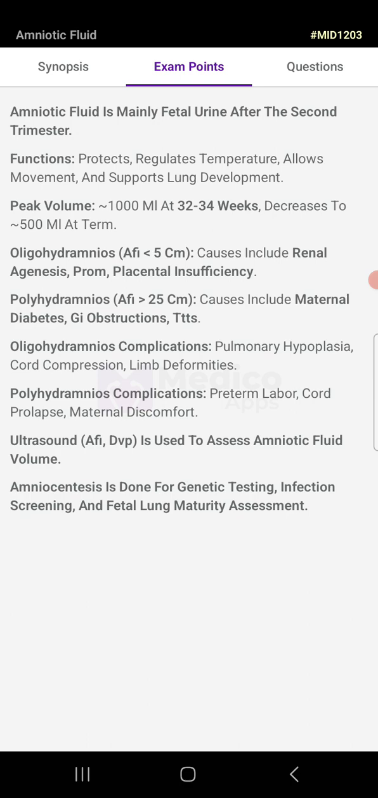Ultrasound is used to assess the amniotic fluid volume. Amniocentesis is done for genetic testing, infection screening and fetal lung maturity assessment.